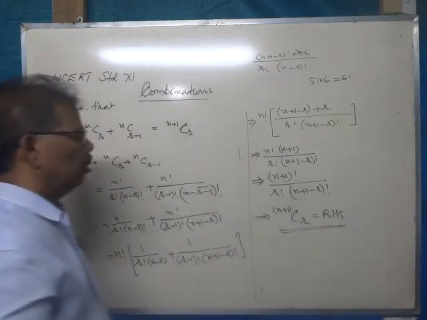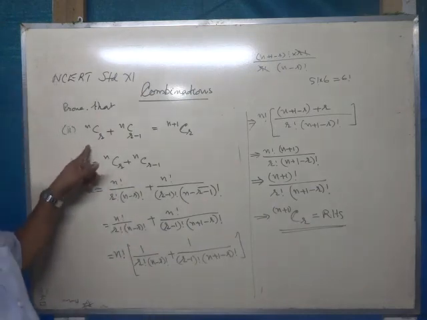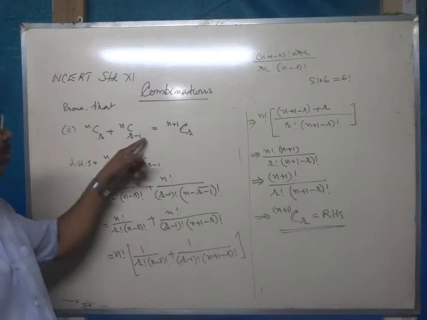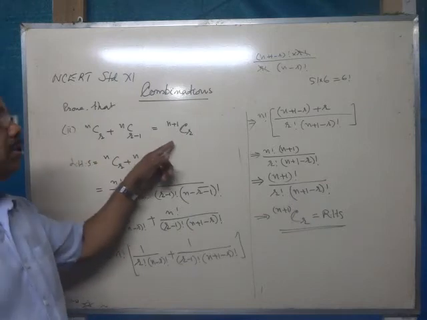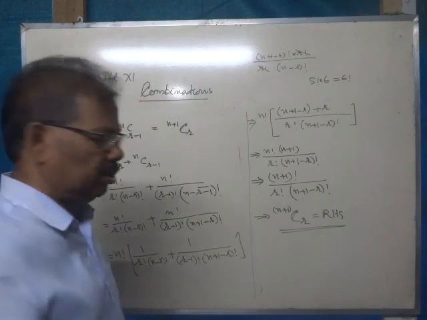So we have proved nCr plus nC(r-1) is equal to (n+1)Cr. This is an important result.